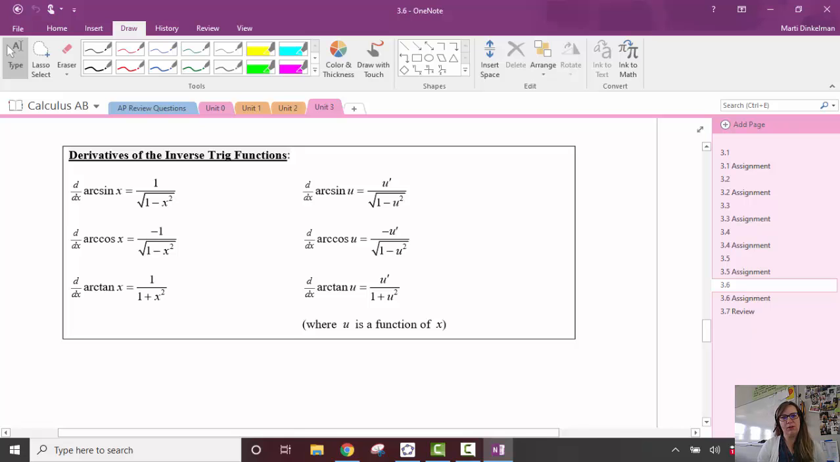There are more. So there is arc cotangent, just by the way, and that would just be the negative version of arctangent. And then there's arc secant and arc cosecant. And those just don't end up on the AP exam as often, even though I guess technically they could, but if we can memorize these three, we're going to be good to go.